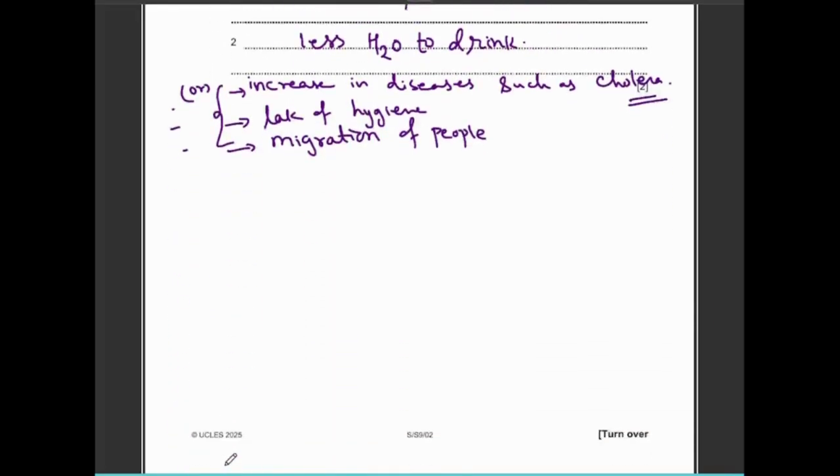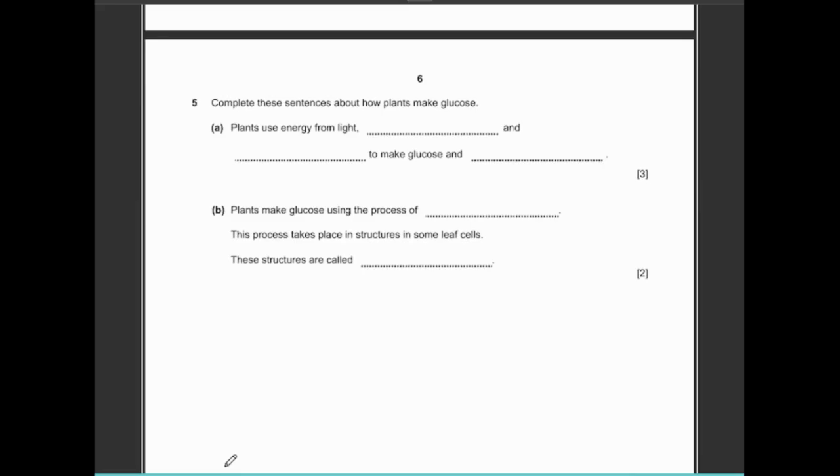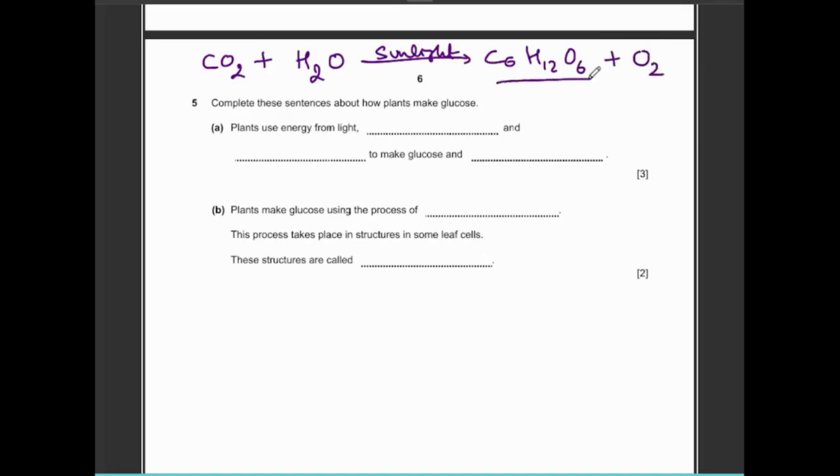Fine, moving to the next one, 5th part. Complete these sentences about how plants make glucose. Plants use, again from the first topic, that is photosynthesis, energy from light, and dash and dash to make glucose. They are asking you a photosynthesis reaction in word form. So first let's put the photosynthesis reaction: CO2 plus H2O in presence of sunlight gives C6H12O6 plus oxygen, right? This is what the glucose is.